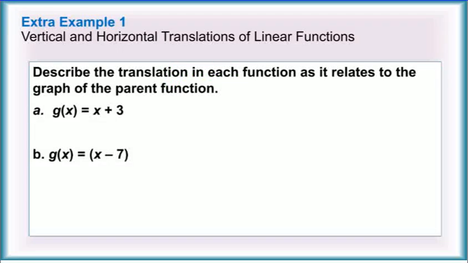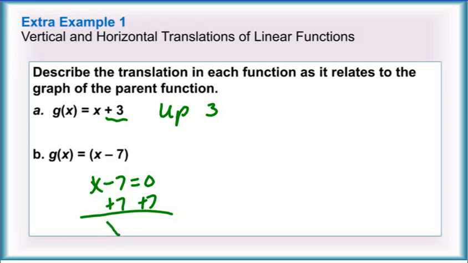More examples. Doing the same thing here, it's plus 3, which means no parentheses, it's going up 3 units. This one, the 7 is in parentheses. I do x minus 7 equaling 0. I add 7 to both sides, and now I would have x equaling 7, which means it goes 7 to the right.